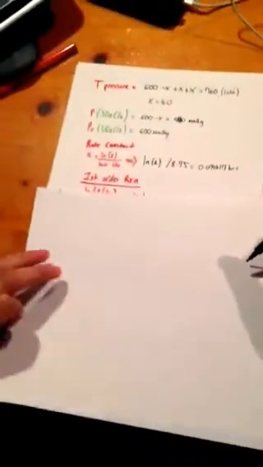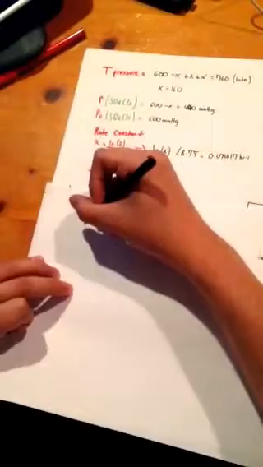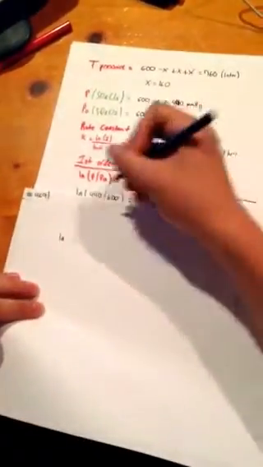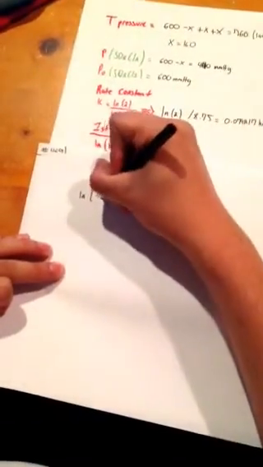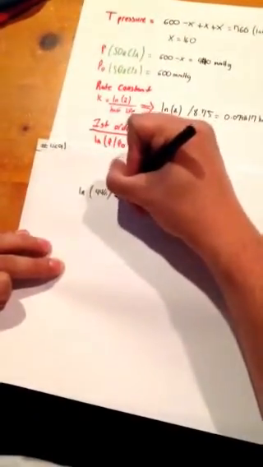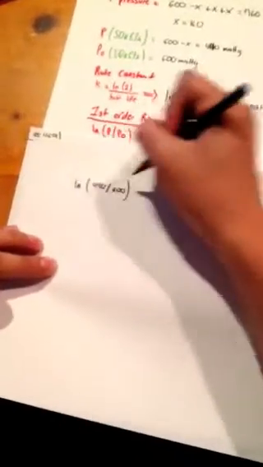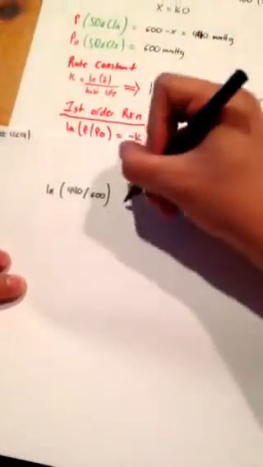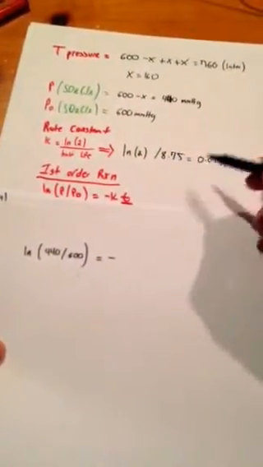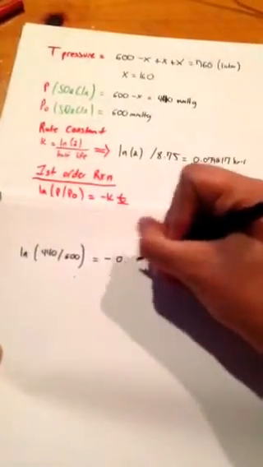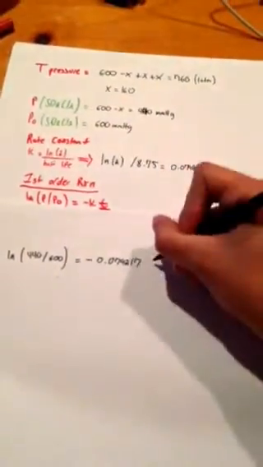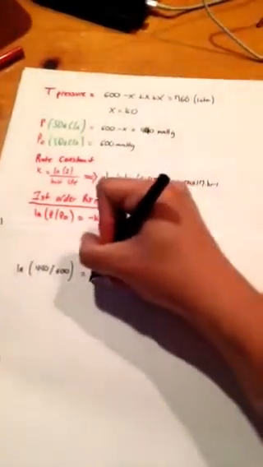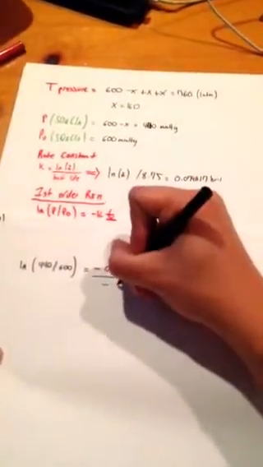And that's going to be the ln of the P, which is 440, divided by the initial P. And that's going to equal, remember, our negative k, which is actually going to come from here. So that's where we're going to get negative 0.079217 times t.